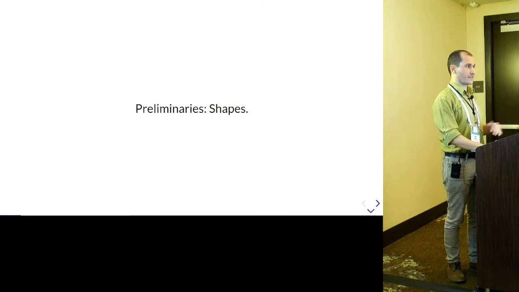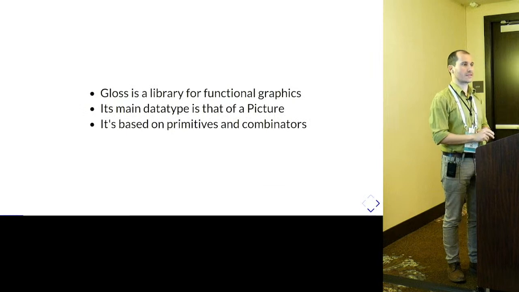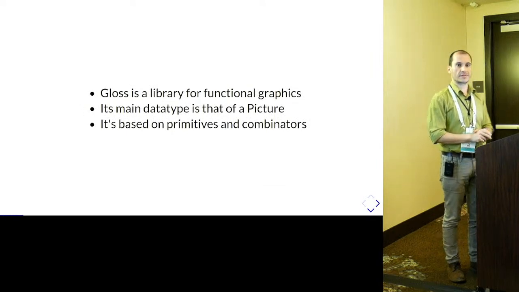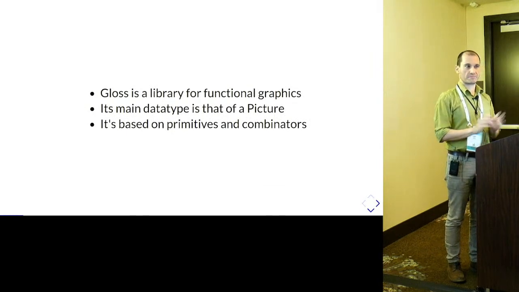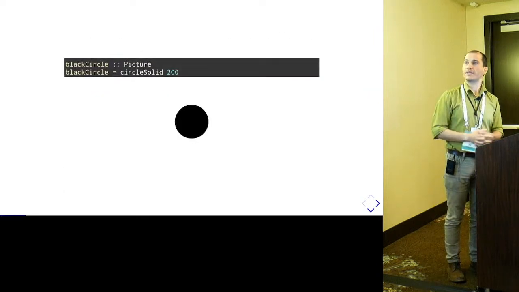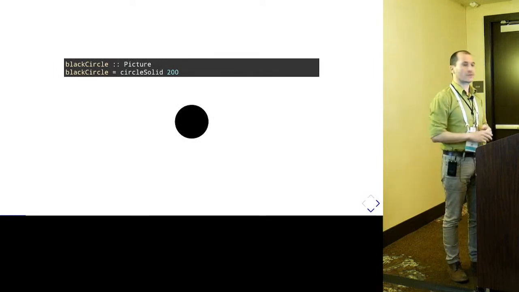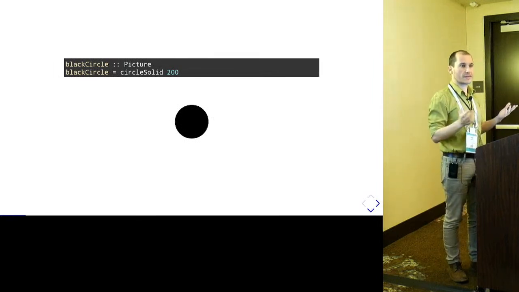So to get everybody up to speed on how to draw, we're going to use Gloss. It's a Haskell library for pictures. It's very, very simple to use, with just a few primitives and combinators. The main data type in Gloss is a Picture. For example, you can define a black circle, which has type Picture, with the primitive circleSolid, and then you give the radius, and that's it.